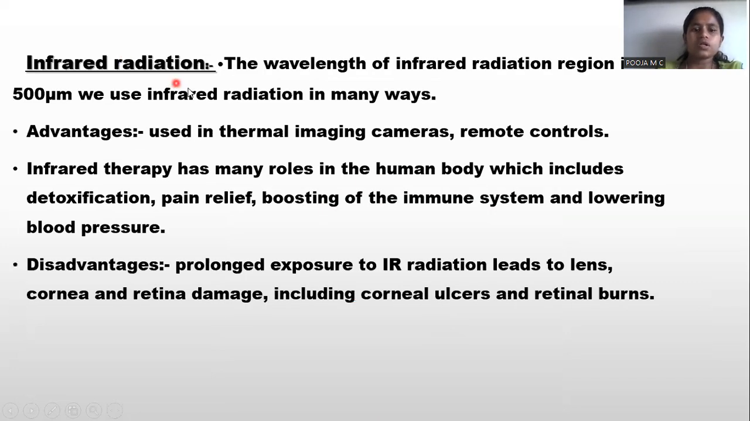Infrared radiation. The wavelength of the infrared radiation region lies in the range of 0.75 to 500 micrometers. We use infrared radiation in many ways. The advantages of infrared radiation are that it is used in thermal imaging cameras, remote controls, and also infrared therapy has many roles in the human body, which include detoxification, pain relief, boosting of the immune system, and lowering blood pressure.